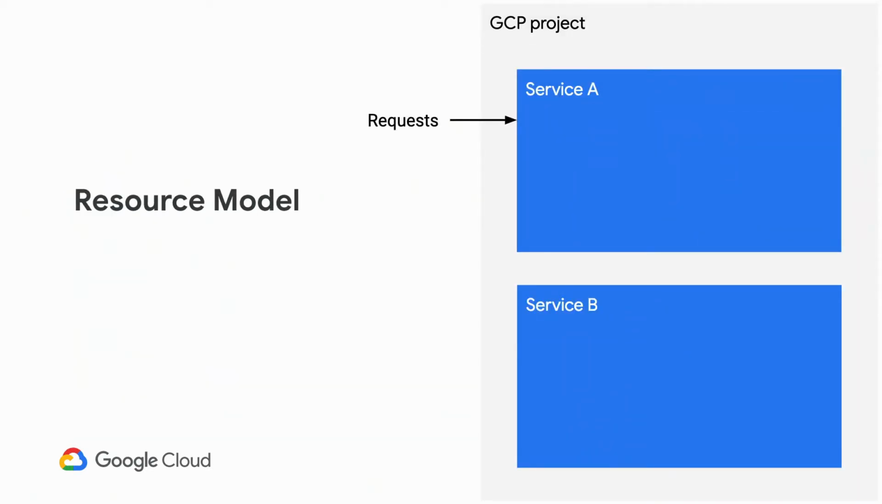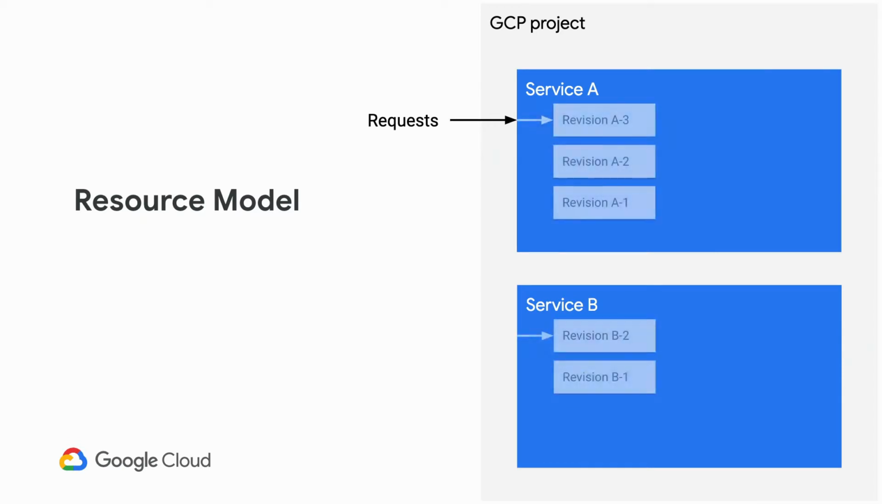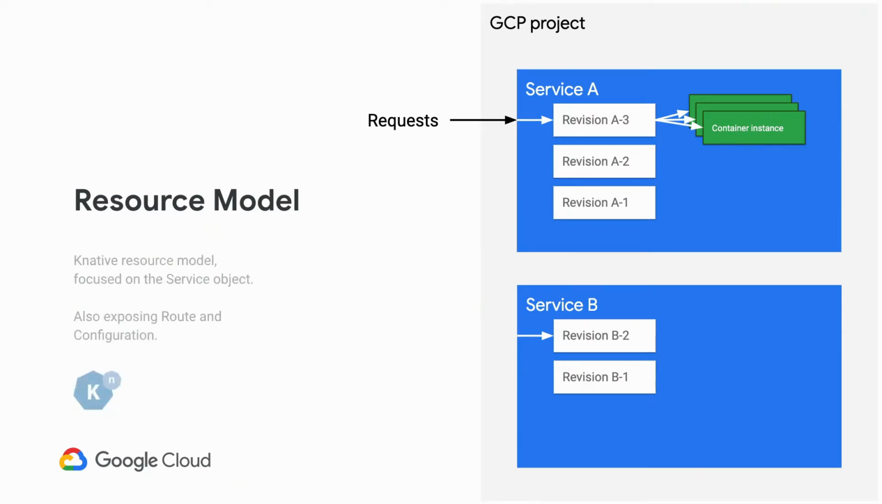Because it's all based on Knative as well, we have something called the Knative resource model, and the Knative resource model is a layer of abstraction on top of a GCP project where we only look at specific services, and these services can then be split into revisions, and each revision will then handle its own container instance. Okay? And the service object also exposes route and configuration information.